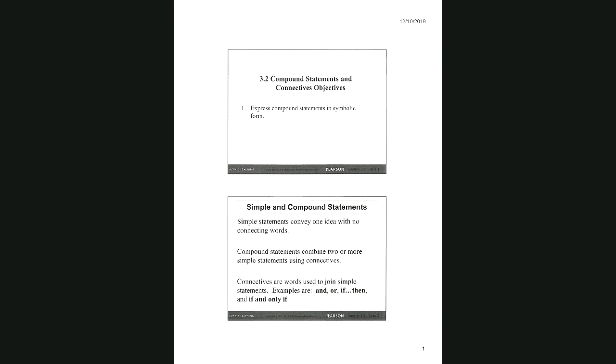Section 3.2, compound statements and connectives. Simple statements convey one idea with no connecting words. Compound statements combine two or more simple statements using connectives. Some examples are and, or, if-then, and if and only if.